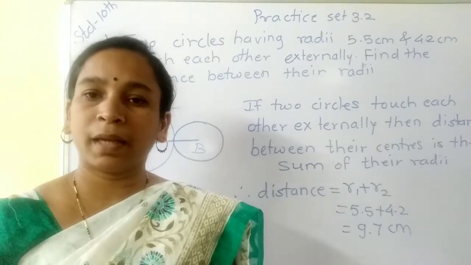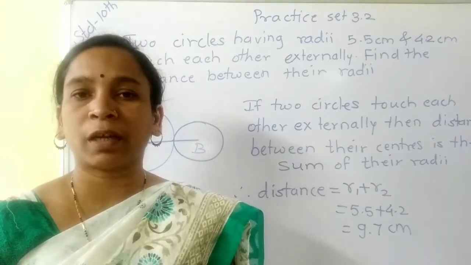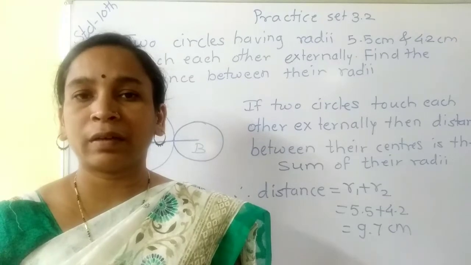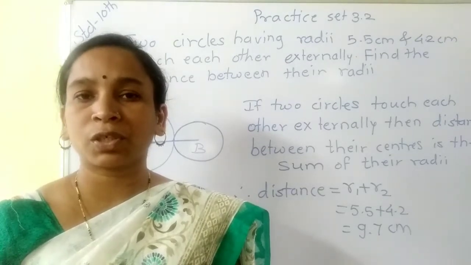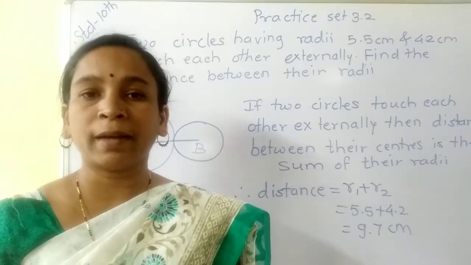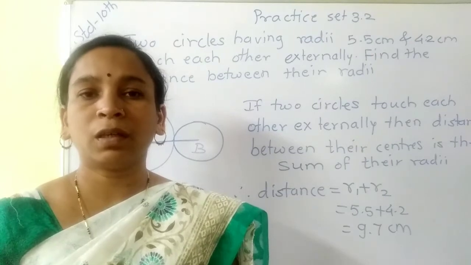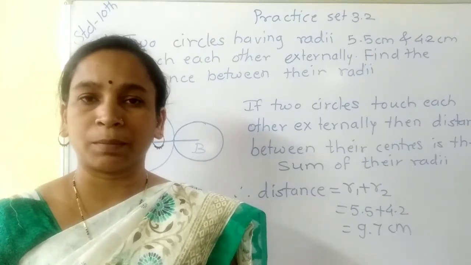In the third example, they have told us to draw two circles. Here there is a construction of two circles with different radii. You have to do the construction of externally touching circles and internally touching circles. You can do it by yourself. So we'll go for the next example, the fourth example.